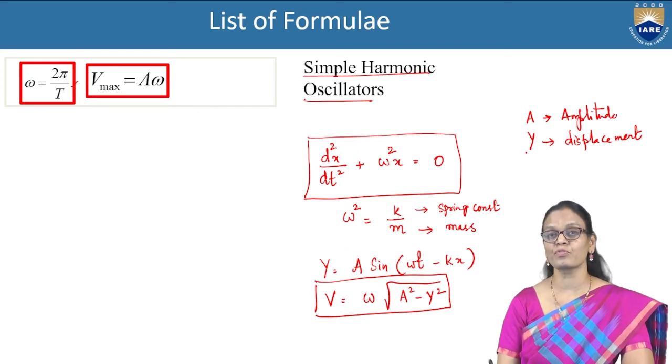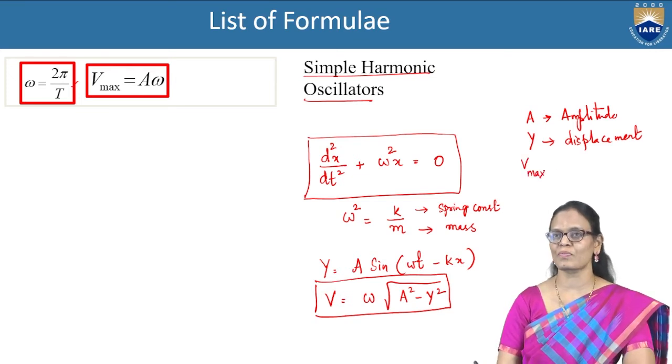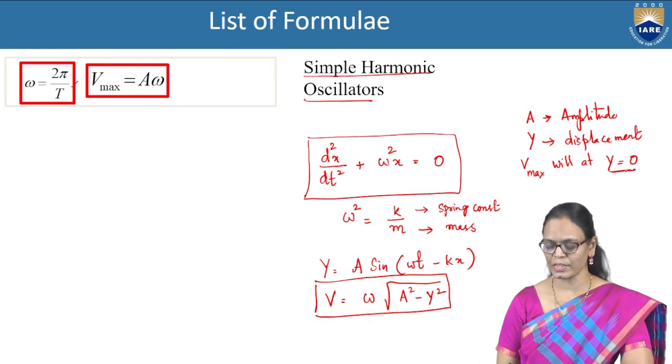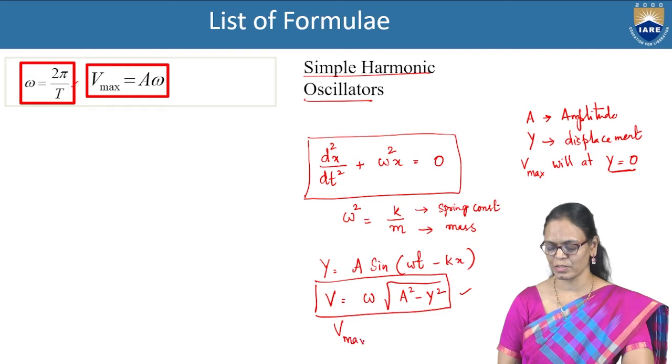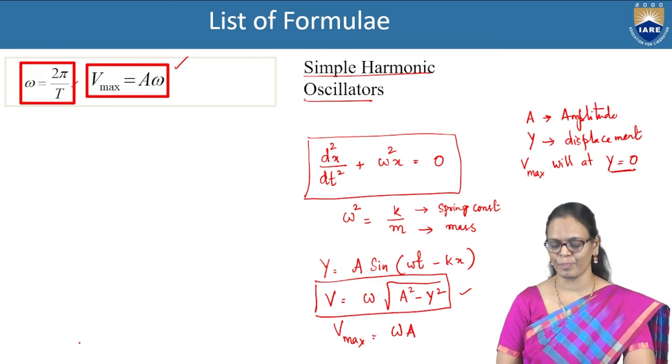Now whenever we have to find the maximum velocity, V max, it will be at y is equal to 0. So the condition for V max is y is equal to 0. If we put y is equal to 0, we have omega under root a square. That gives us, for V max, a omega. So V max is equal to a omega.